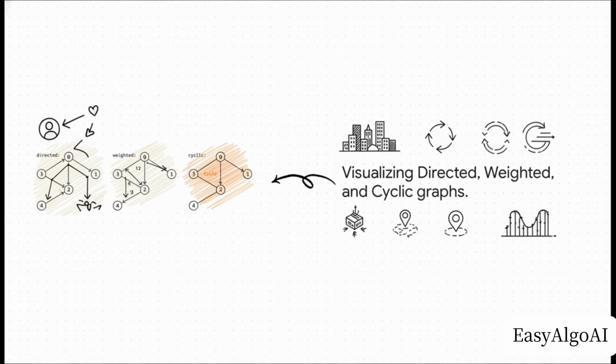Next, we have a weighted graph. The edges here actually have numbers associated with them, like 6, 12, or 10. These weights could represent the physical distance between 2 cities, or maybe the cost to route data between servers. Finally, we have a cyclic graph. Look at that orange highlighted triangle connecting nodes 0, 2, and 3. A cycle is simply a path that starts and ends at the exact same node. If a graph doesn't have any of these loops, well, it's called acyclic.